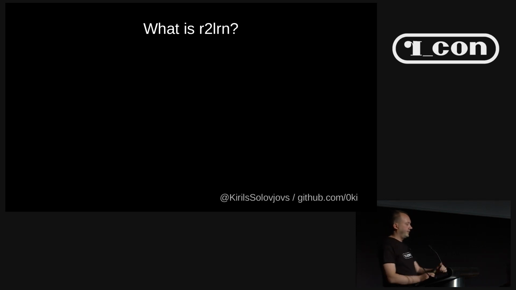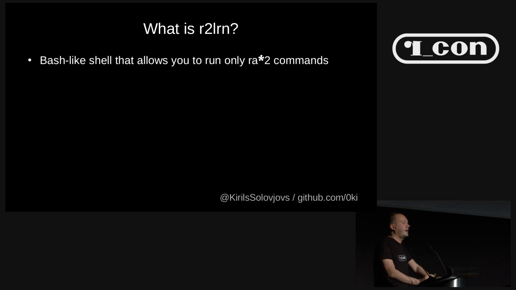Now, I created this great tool called r2learn. It's basically a bash-like shell that allows you to run only commands from the radar suite. That means you can play around with radar, you can try to learn radar. And it has history support, so you can actually press up and down, left and right, and it still works. It's almost like a real bash shell. It doesn't have autocomplete, though. That's a pity.